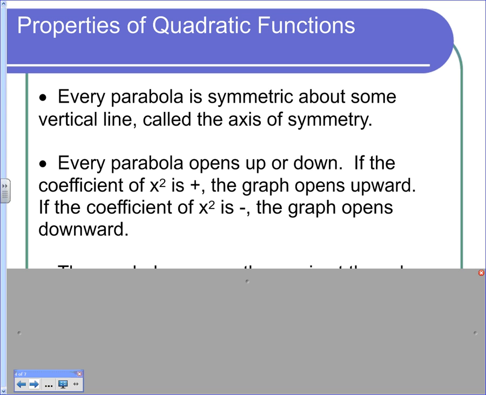Your parabola either opens upward or it opens downward. If you have a positive x squared, it's going to open upward. If you have a negative x squared, it's going to open down.